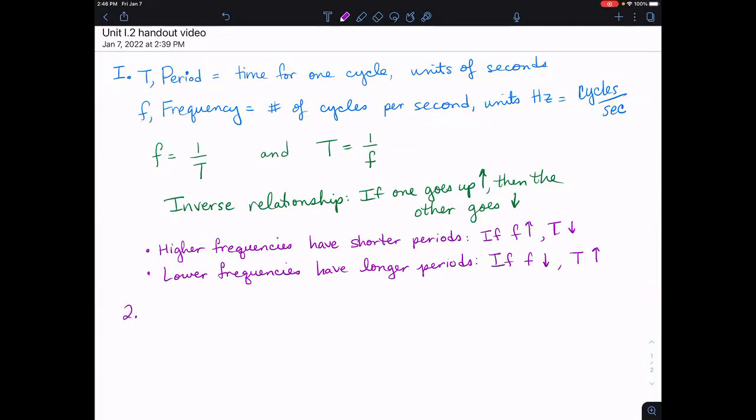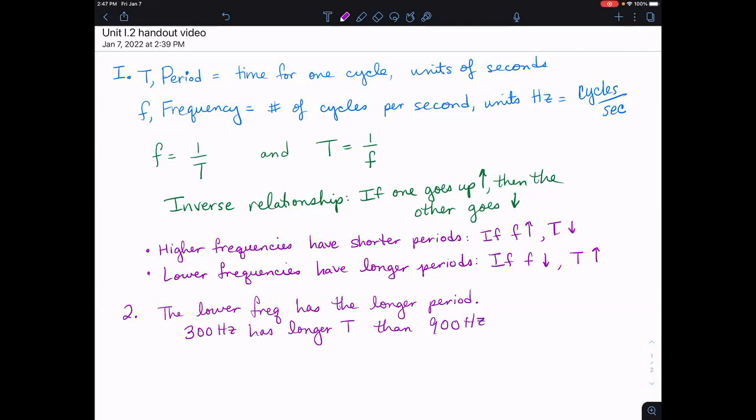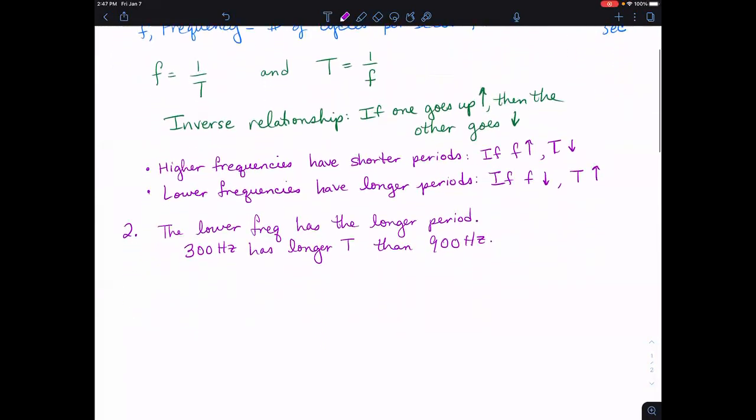So question number 2 says, does a 300 hertz tone or a 900 hertz tone have a longer period? From these statements, the lower frequency has the longer period. If F goes down, then T goes up. So for 300, the answer is A. 300 hertz has longer T, or larger T, than 900 hertz. You can remember that one just from the relationship.